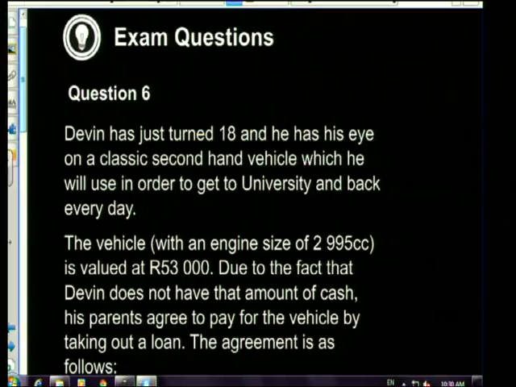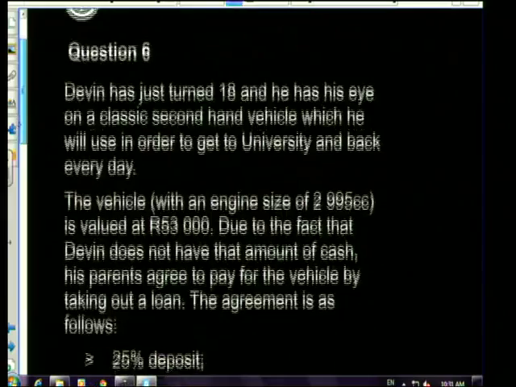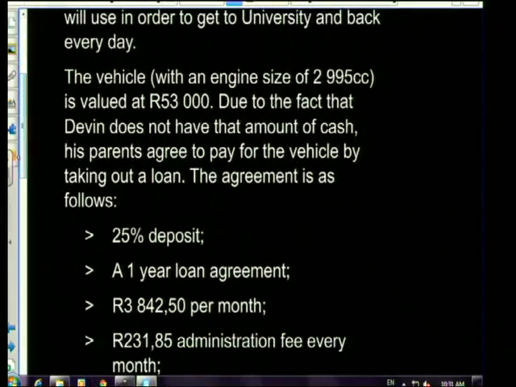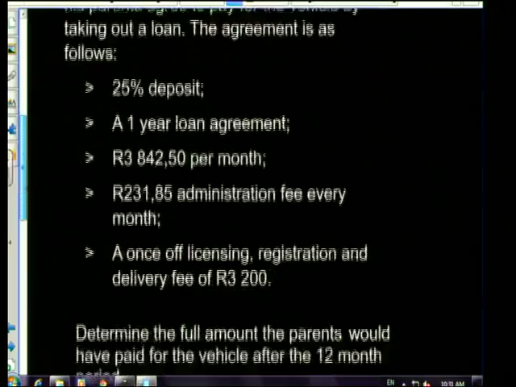Let's have a look. Devin has just turned 18, and he has his eye on a classic second-hand vehicle, which he will use in order to get to university and back every day. The vehicle, with an engine size of 2,995 cc, is valued at 53,000 Rand. Due to the fact that Devin does not have that amount of cash, his parents agreed to pay for the vehicle by taking out a loan. The agreement of the loan is as follows.